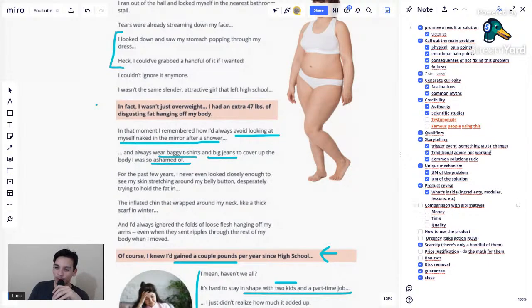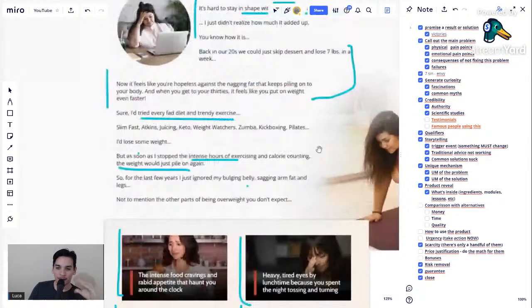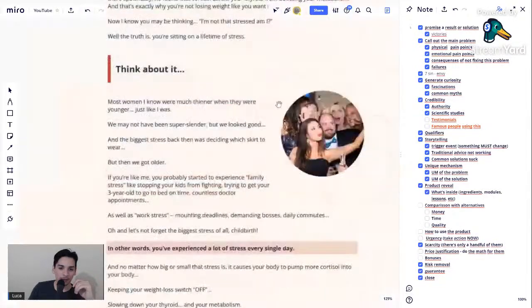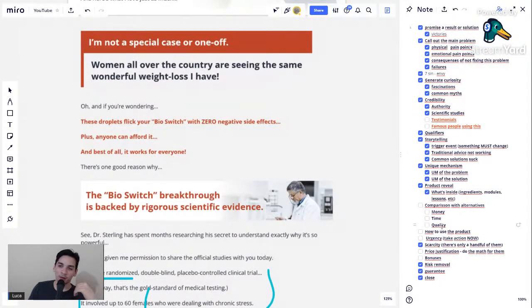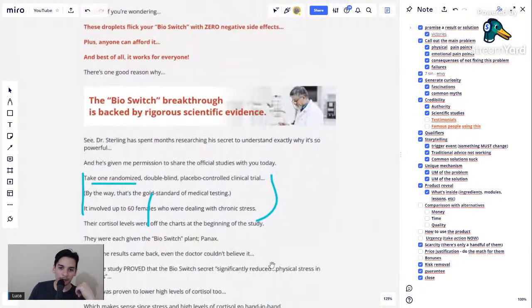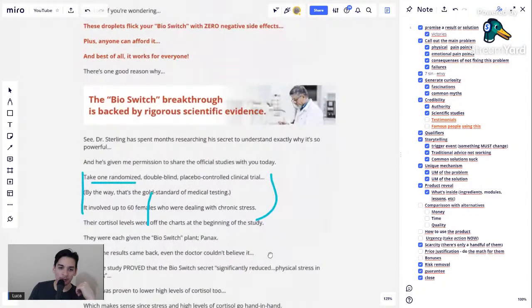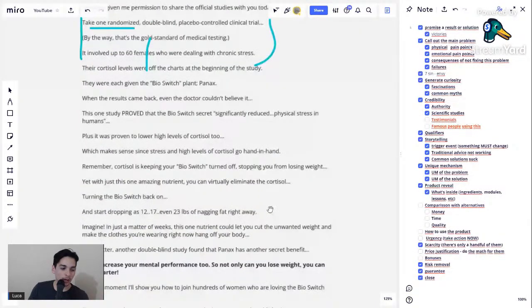Let's see, comparison with alternatives. It doesn't have a clear place or a list. Maybe I skipped it, but it doesn't have a part where it's kind of doing the math, right? It's constantly making the comparison with trying different diets and trying different things, right? But it's not making the comparison of saying, hey, if you buy a gym membership, this is what it's going to cost. Compare with this, that it costs less money, right?